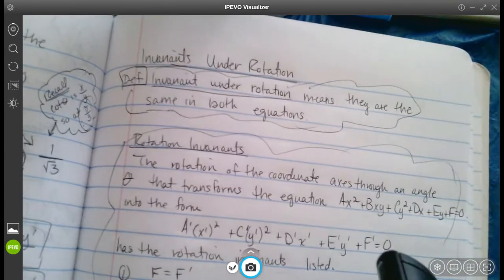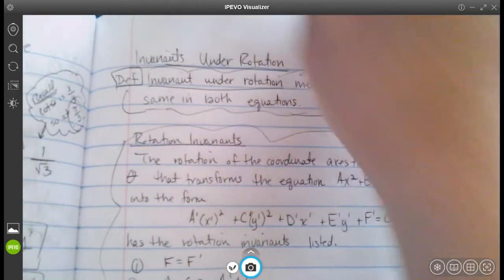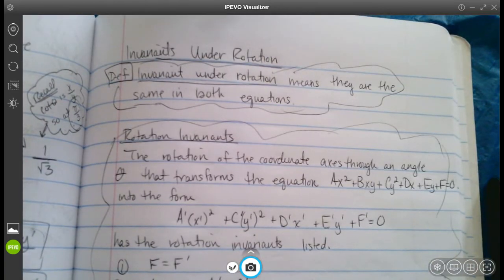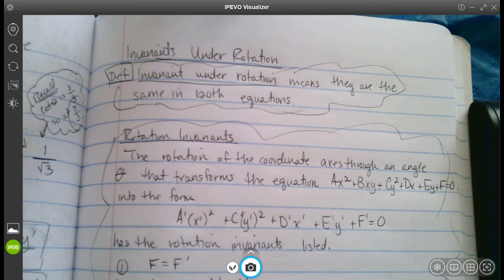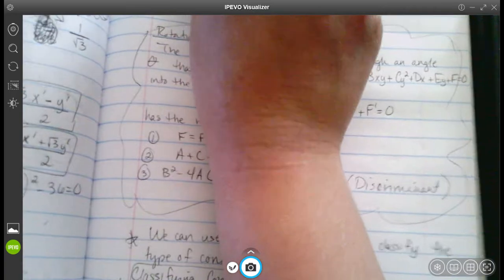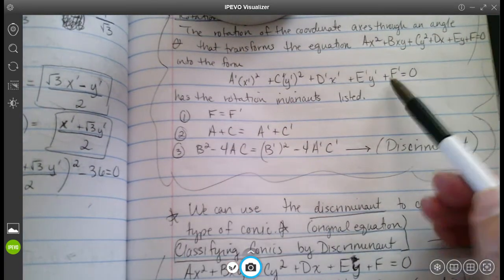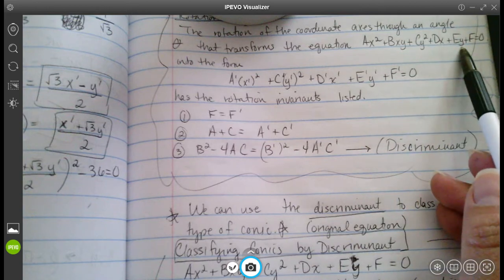It's called invariance under rotation. So what the heck does that mean? An invariant under rotation is basically, I don't want to say variable, but a part of the equation that is not going to change. So it's going to stay the same in both. So we do have some rotation invariants, and they are the following, without going into too much detail here. Basically, your f is going to stay the same. So this part right here is the same as the original. Okay.